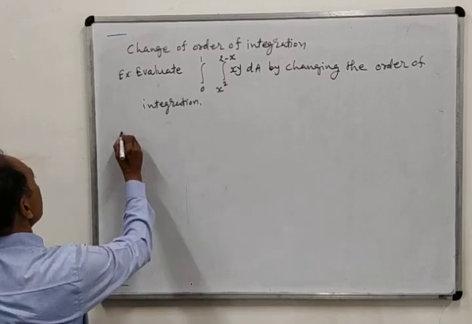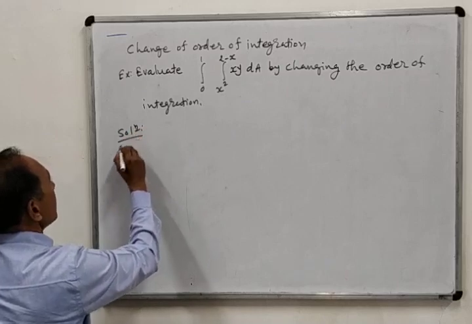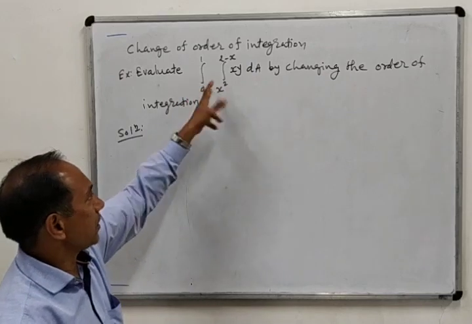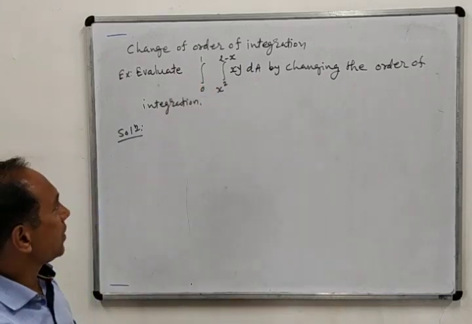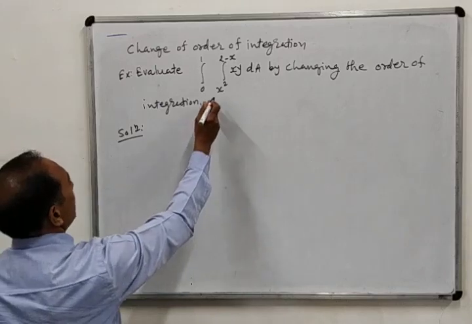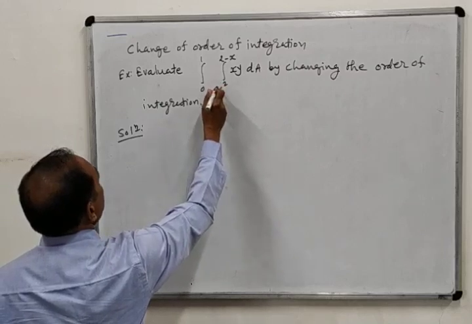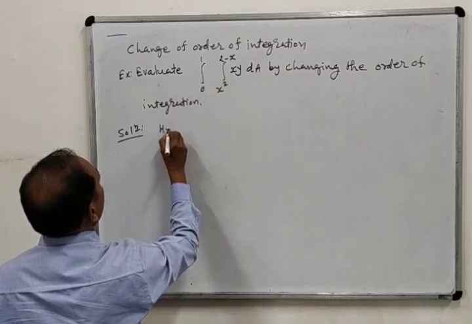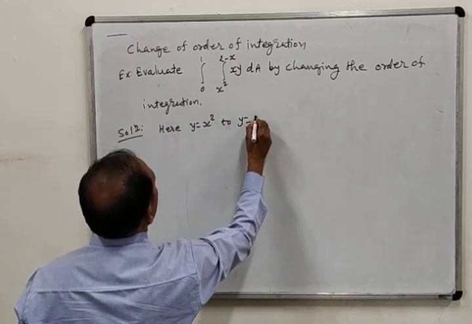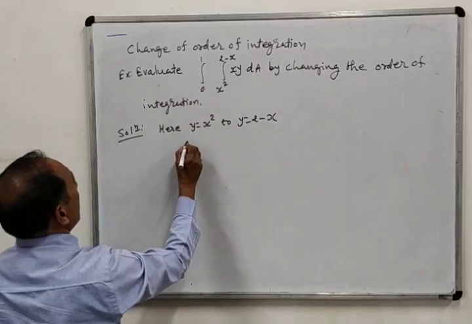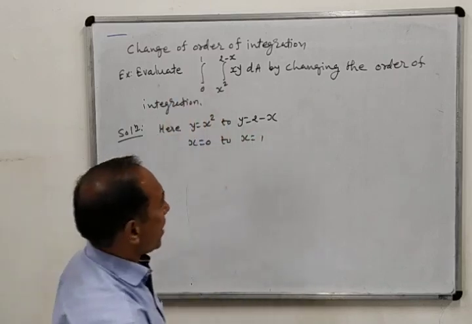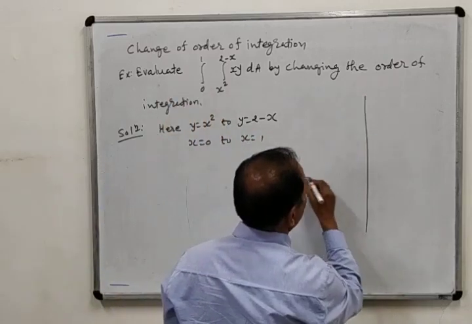To do this we need to draw a figure, because without drawing a figure we cannot change the limits of integration. You cannot alter the given limits to different limits without the figure. So here y goes from x square to 2 minus x, and x goes from 0 to 1. These are the limits, and by using these limits we will draw the figure.